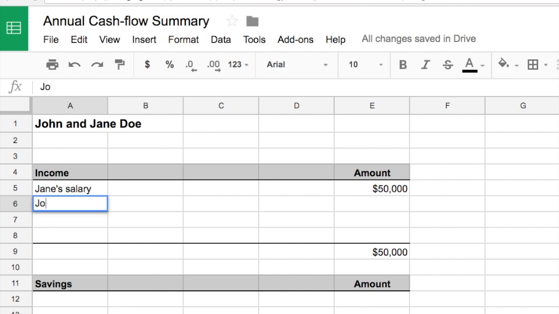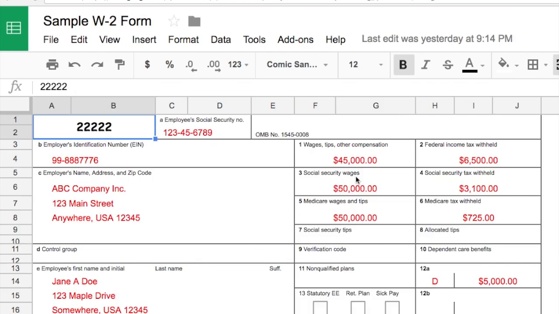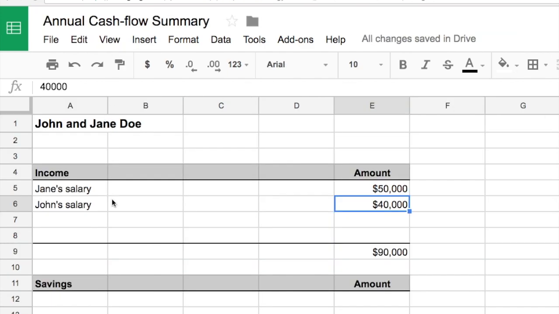We'll say John also has a salary, and we'll put him at $40,000 just to make something up. So John would also have a W-2, would look similar to Jane's probably. Now, that's their income for the year. I also want to include any other income that they got, if they did some freelancing, whatever they might have done during the year to get other income. You want to include that here.